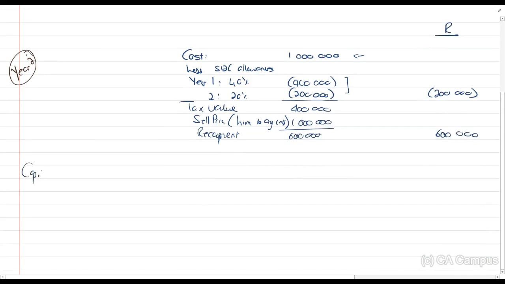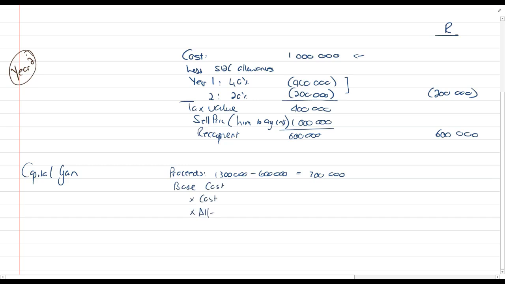Then I have my capital gain. Proceeds, 1.3 million rands, minus the recoupment of 600,000 gives us 700,000 rands. Our base cost, less allowances: cost was R1,000,000, allowances is the sum there, 600,000.